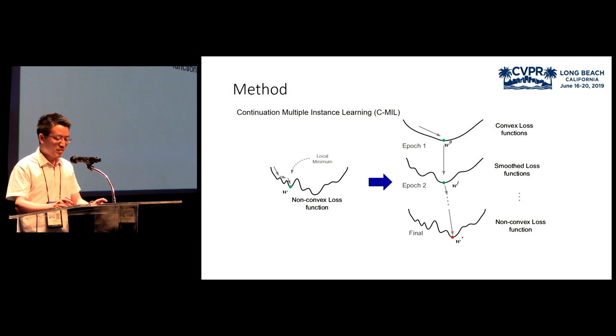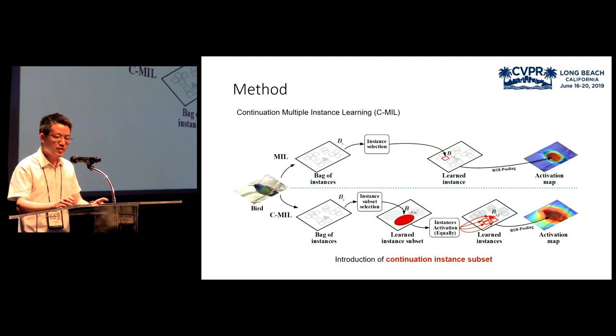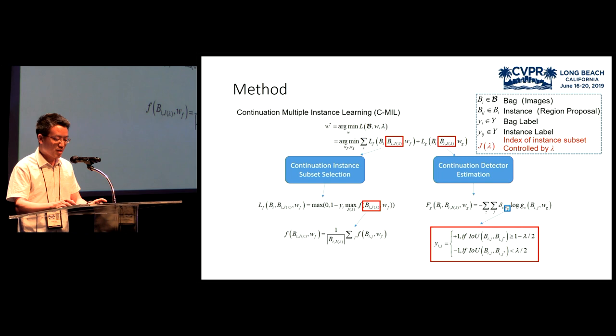The continuation MIL converts the non-convex loss function to a series of smooth loss functions, starting with a convex loss function. This is done by the introduction of the continuation instance subset. The continuation instance subset is controlled by the continuation parameter lambda. When lambda equals 0, the instance subset contains all the instances in the bag, and in this situation, the loss function turns out to be convex. When lambda increases to 1, each instance subset contains only one instance, and the loss function of CML is equivalent to that of the MIL. The loss function of CML is then defined on the instance subset during training. The method selects the most confident instance subset and estimates the detector using the gradually more confident positive and negative instances.